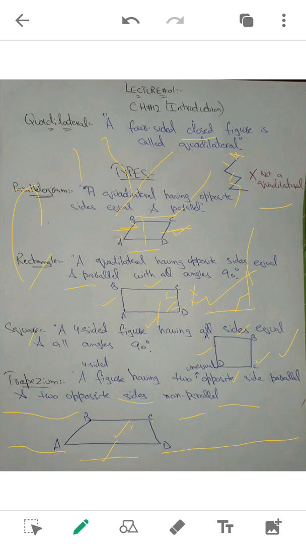So this is what I've written: a four-sided figure having 2 unequal opposite sides, not equal opposite sides. In a parallelogram, rectangle, and square, the opposite sides are always equal. But in a trapezium, even the parallel opposite sides are not equal, and then there are 2 opposite non-parallel sides. These 2 sides, CD and AB, are non-parallel. If you extend them, they will cut at a point. So this is basically a trapezium.